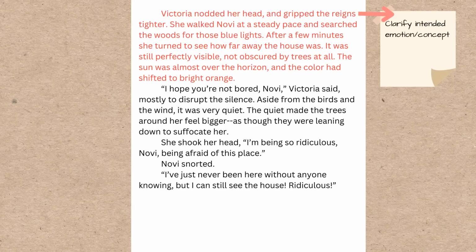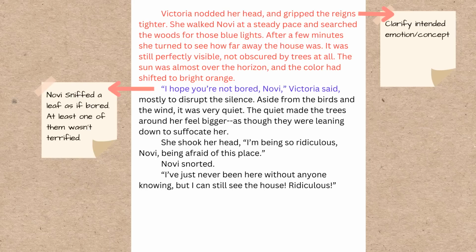"I hope you're not bored, Novi," Victoria said, mostly to disrupt the silence. So personally, I might be a little overly cautious about this, but I feel that when boredom is mentioned in a novel, it prompts the reader to think about being bored, and I don't think that's generally a good idea. Now, you could shift this to something like, "Novi sniffed a leaf as if bored. At least one of them wasn't terrified." And that could work because it would maintain the emotional through line.